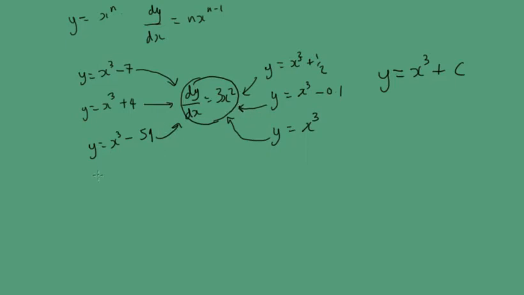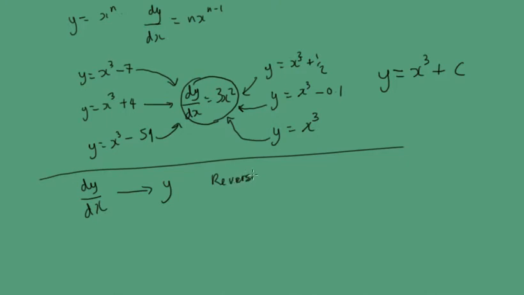What we're going to be learning in this chapter is, if we have a derivative dy by dx, we want to obtain the function y. This is the reverse process, and it's known as anti-differentiation.